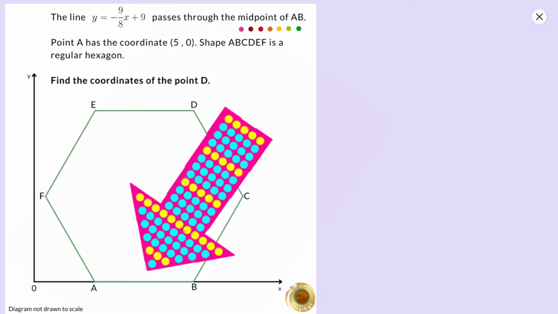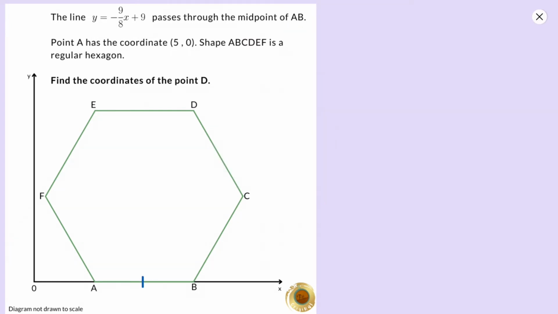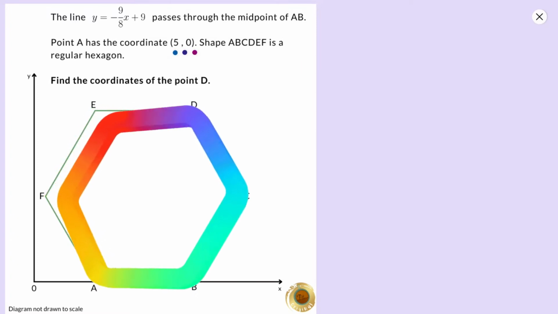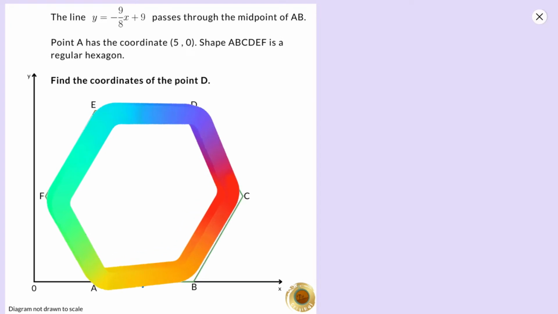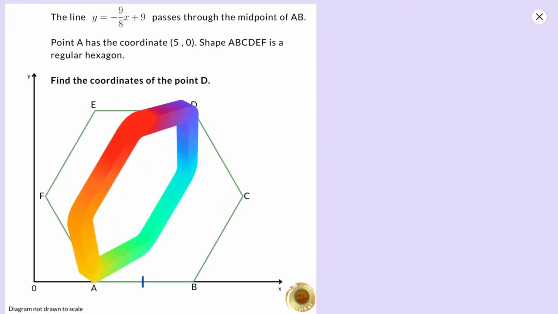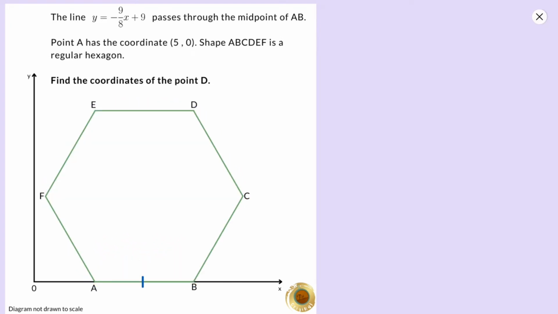That's just down here. What we also know is that point A has the coordinate 5, 0. And the shape ABCDEF is a regular hexagon as said before. Regular meaning that all of those sides are equal. Angles too, let's see if we need to use them. But what we did here was that point A was 5, 0. Let's label that now.